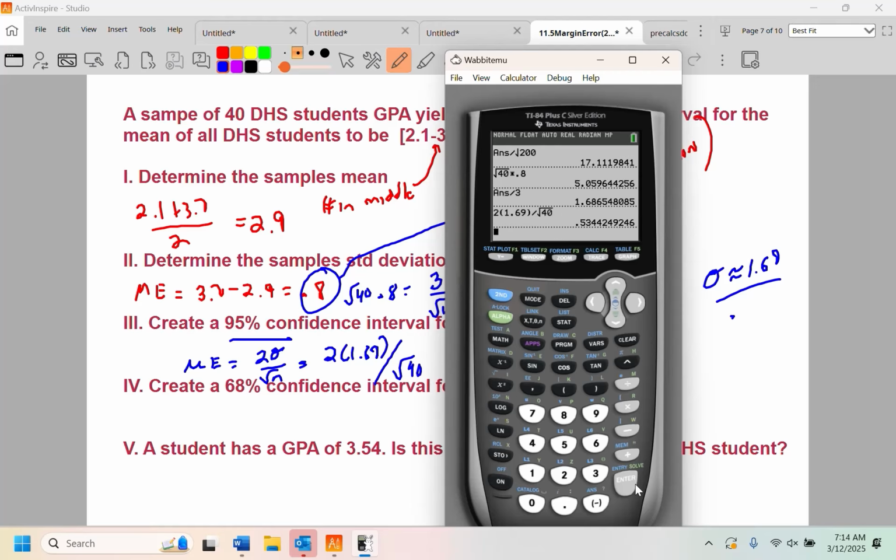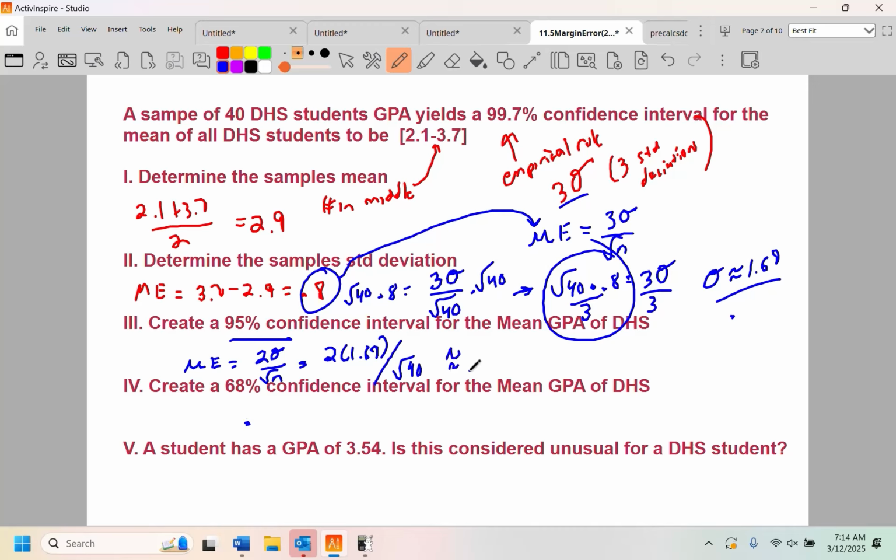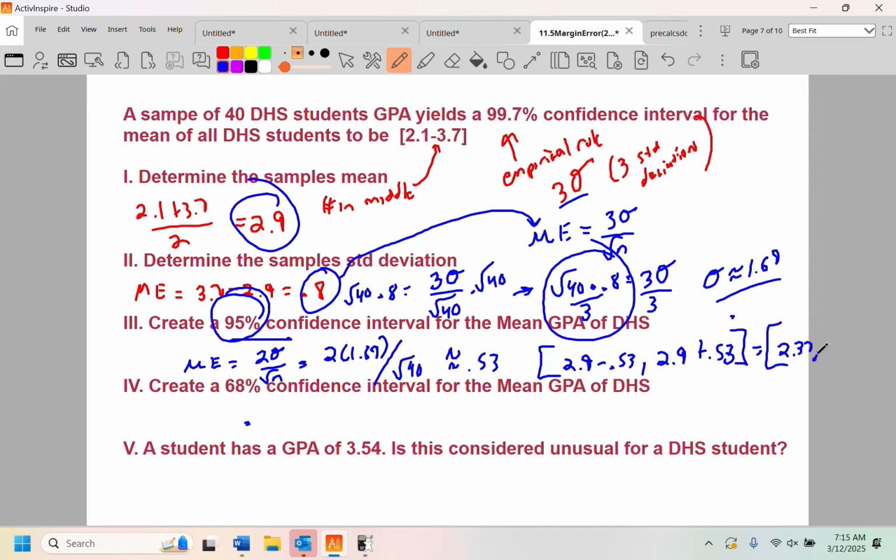The second video this morning is about 0.53. I want a 95% confidence interval. I'm going to take my mean, which is 2.9. I'm going to take away 0.53, and follow that by 2.9 plus 0.53. And that's going to give me 2.37 all the way to 3.43.